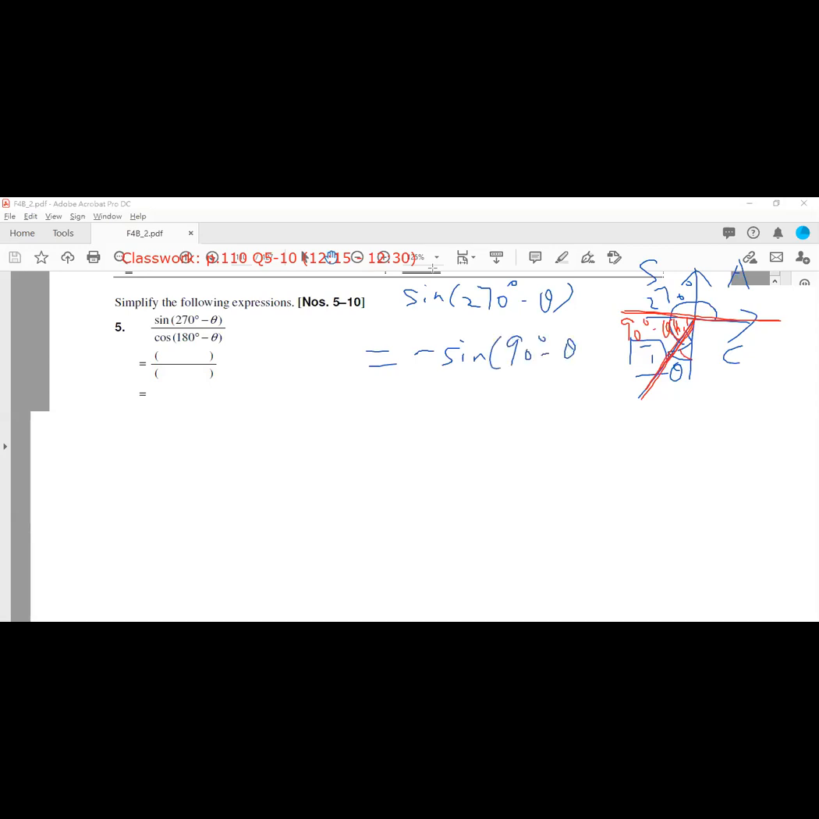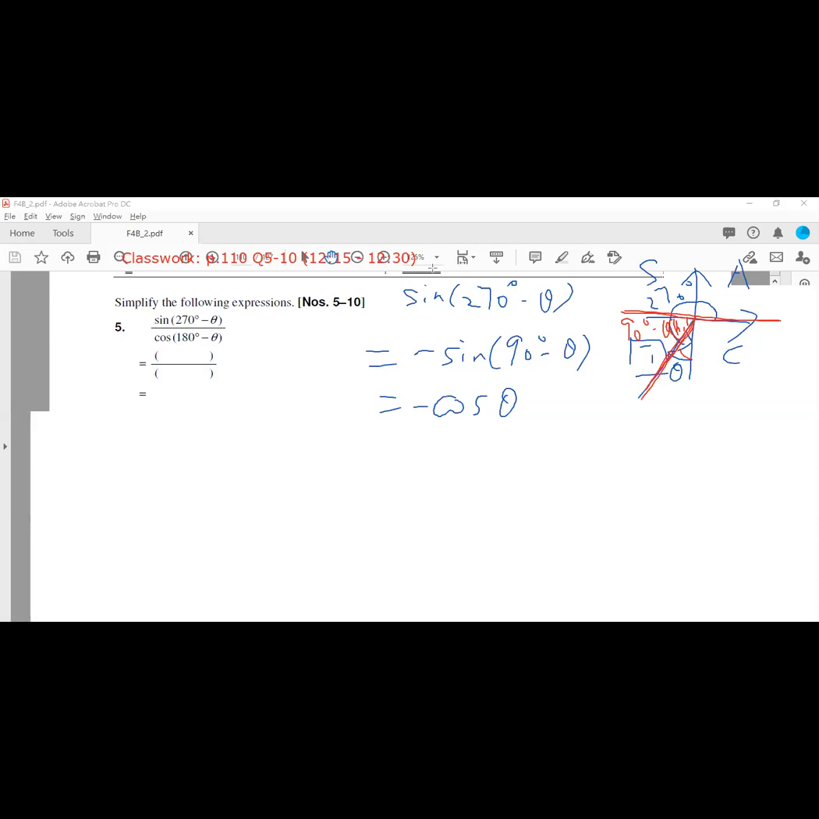Okay, so we just write down negative sine 90 degrees minus theta. But when you see 90 degrees minus theta, you need to change. You need to use the identity to change the sine 90 degrees minus theta to be cosine theta. Okay, immediately. You don't need to wait. So the upper part becomes negative cosine theta.